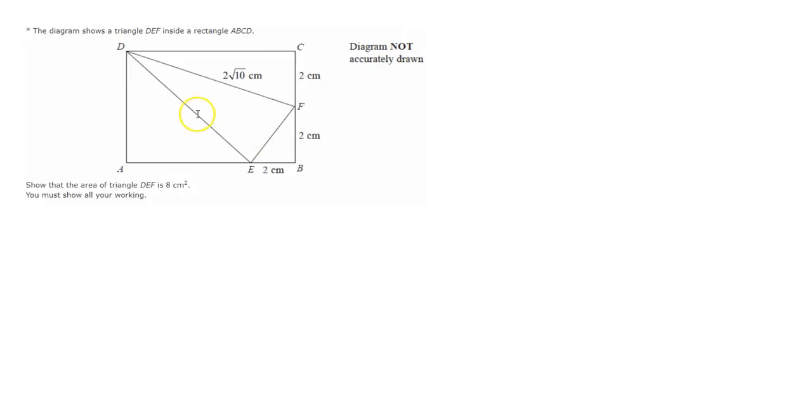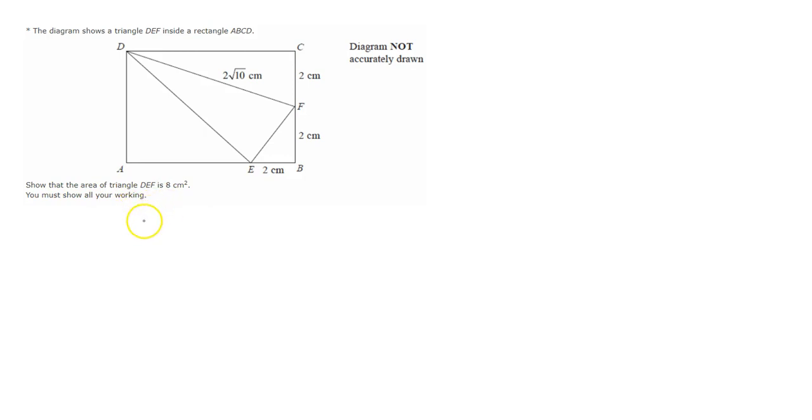So this one here, we've got a triangle DEF, so it's this one here in the middle, and it's inside a rectangle ABCD, so it's the large one around the outside. Now it says, show that the area of triangle DEF is 8 centimetres squared, you must show all your working.